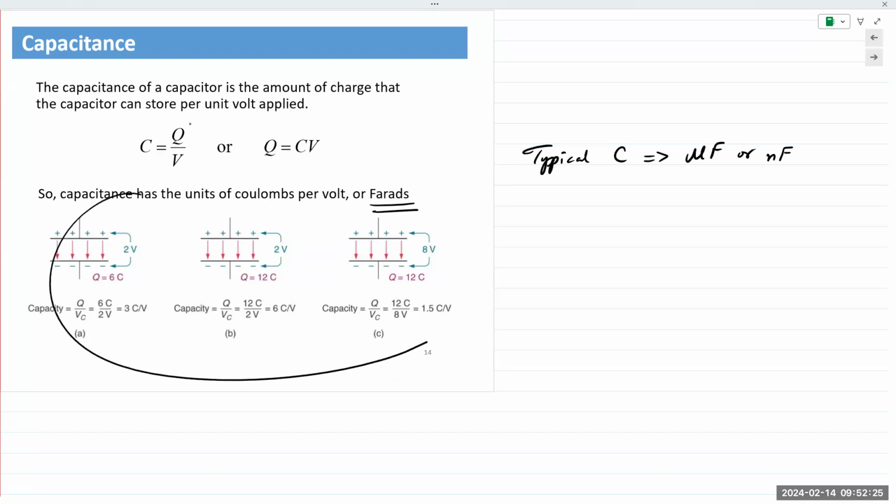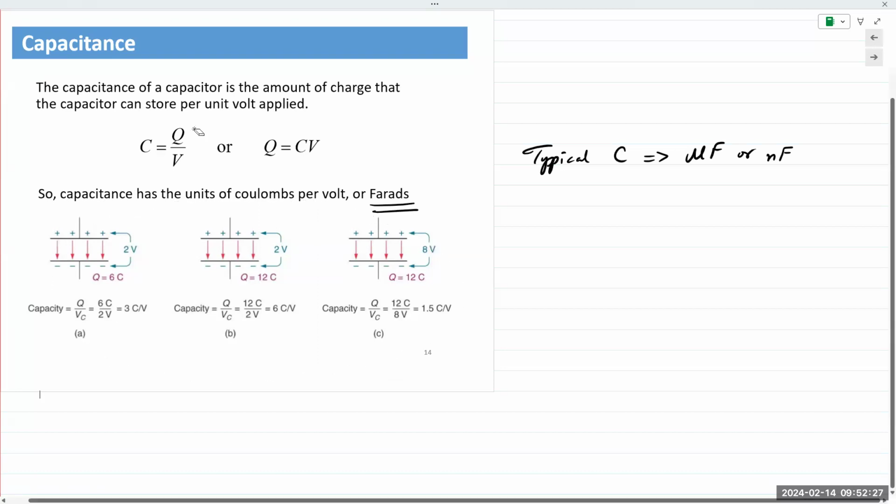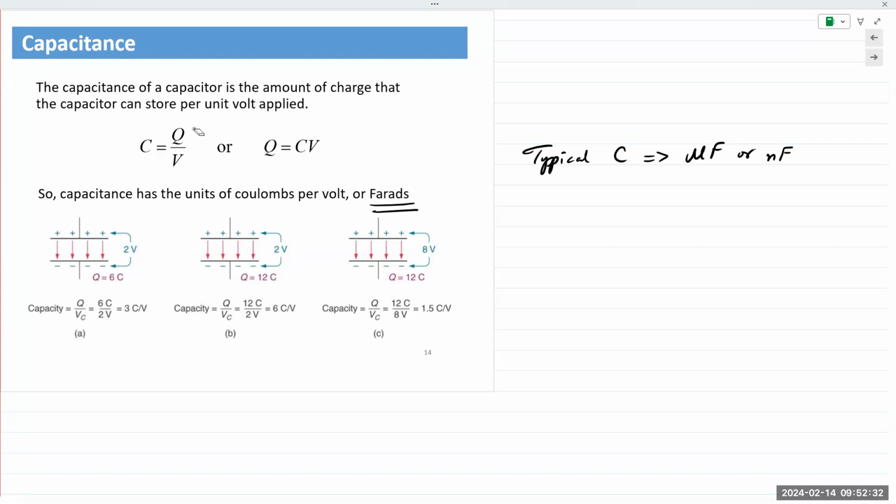All right, so three straightforward and simple examples just to illustrate how the voltage, capacitance, and the charge are related to each other. So in the first example, we are applying 2 volts to 2 plates.